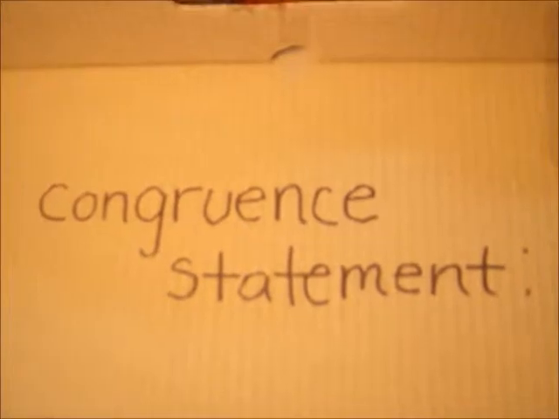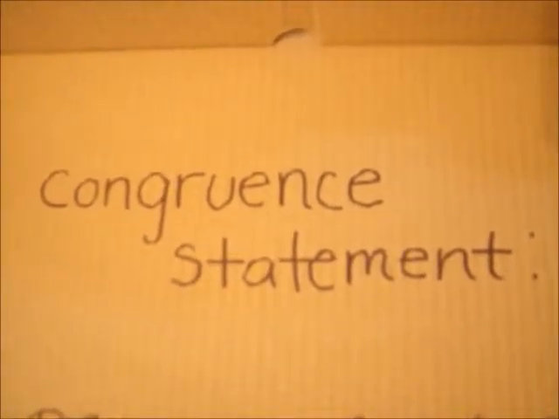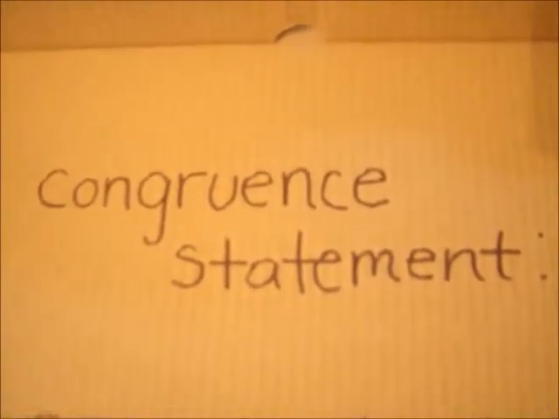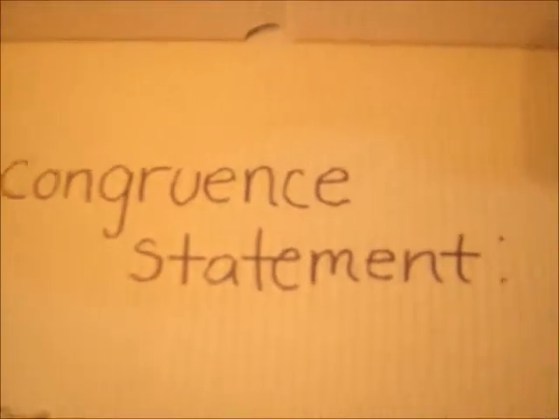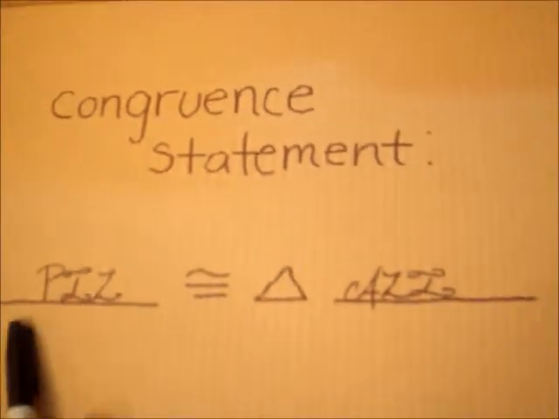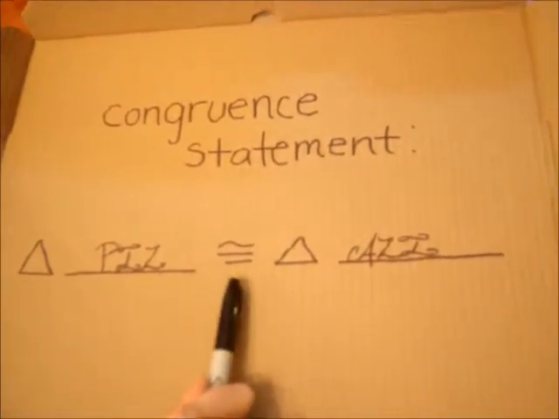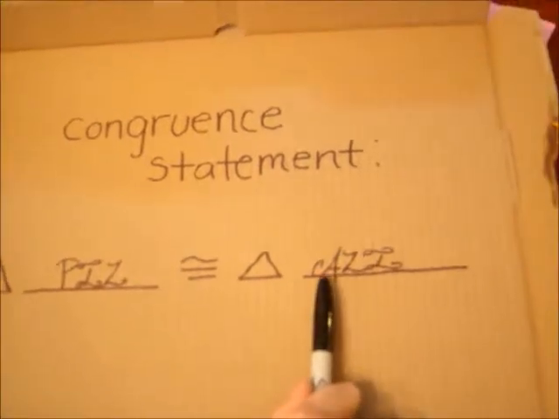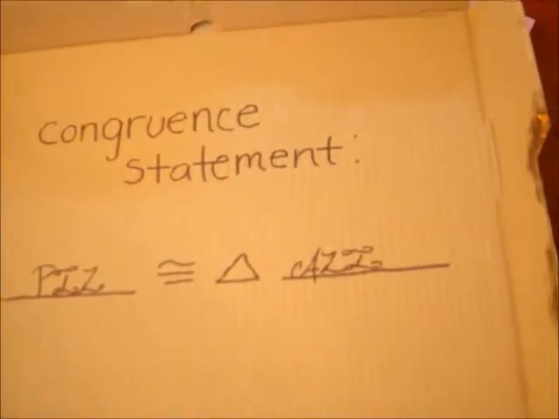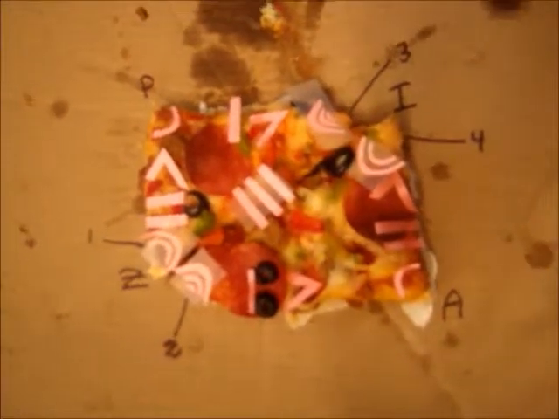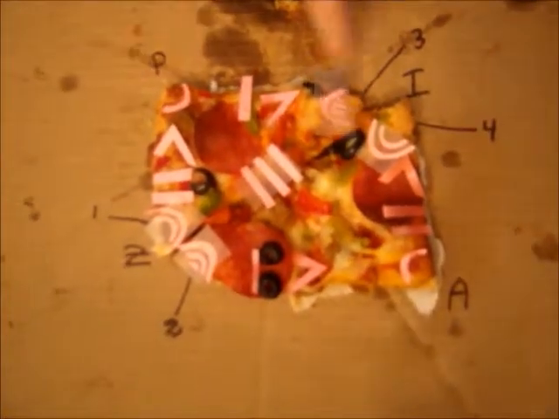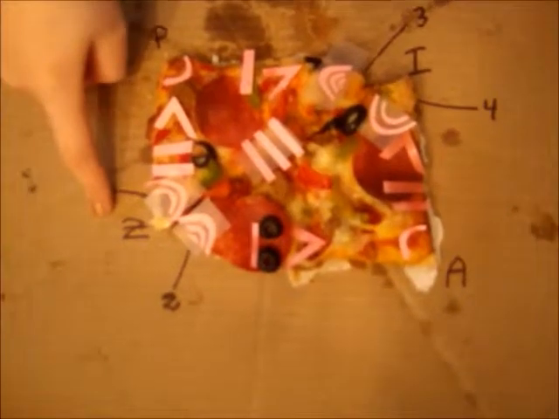Congruence statement. Remember, your sides and angles need to match up in a congruence statement. Okay, so I'll name this triangle PIZ, and then it's congruent to triangle AZI. So triangle PIZ is congruent to triangle AZI.